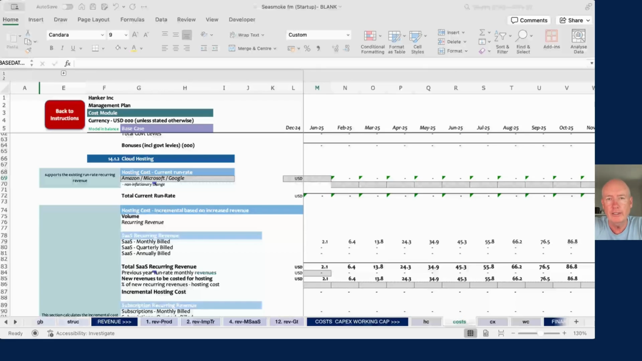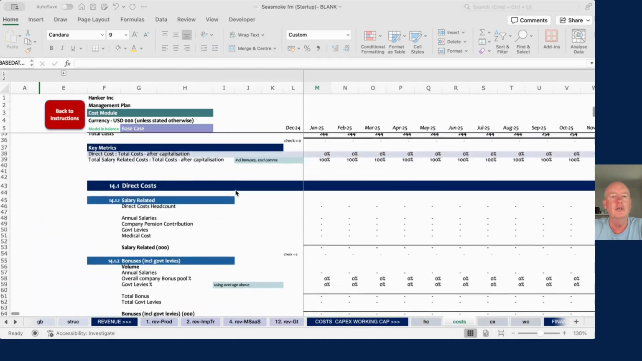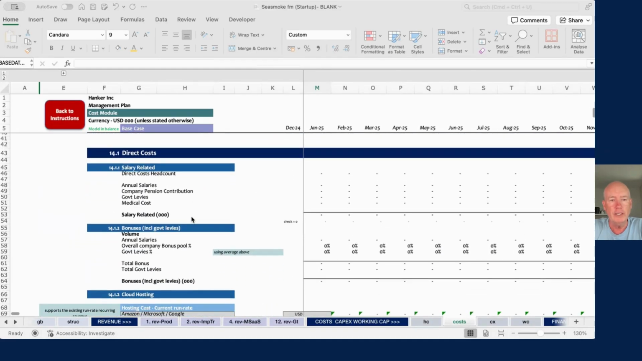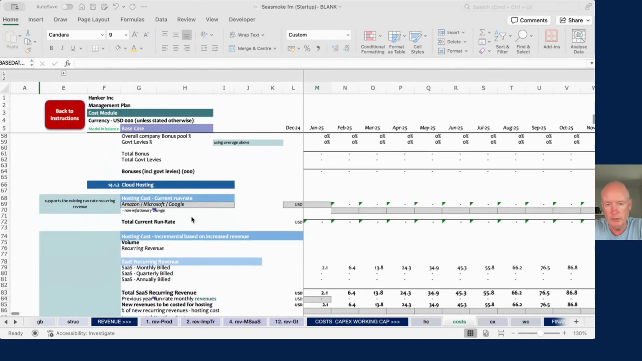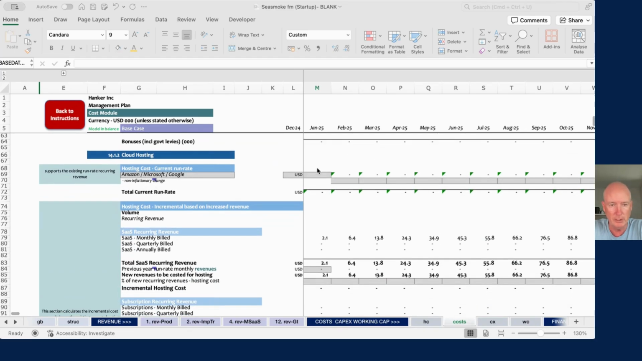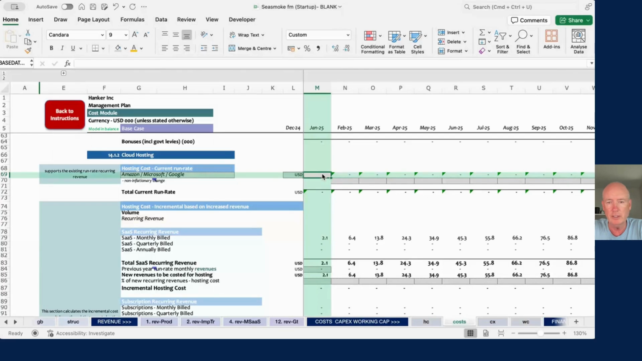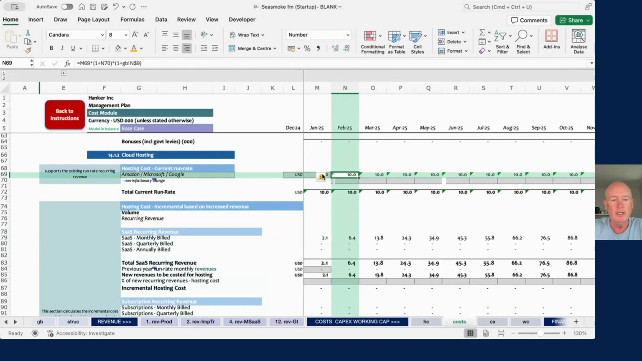Okay, we've just done the headcount. Let's step into the costs. So up here, we've got direct costs, and what we're looking for is inputs into cells that are grayed out with a little dotted box line around them. First thing is cloud hosting. Okay, $10,000 a month. That's US.